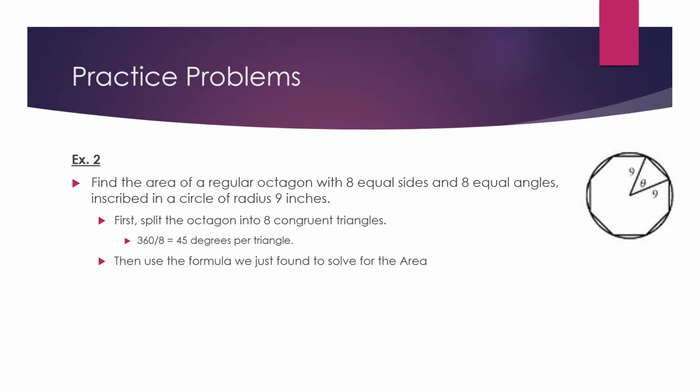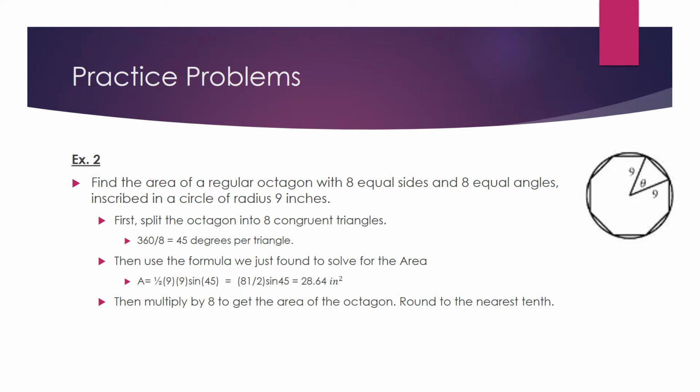we just found that area equals 1/2 your two side lengths multiplied by the sine of the included angle, which in our case is 45. This ultimately gives us 28.64 inches squared per triangle, which, when multiplied by 8, rounded to the nearest tenth, gives us 229.1 inches squared.